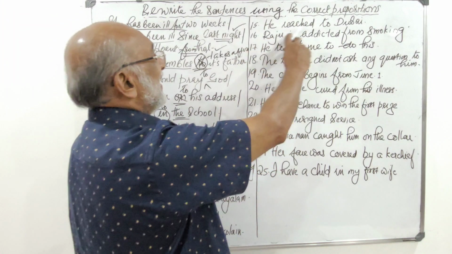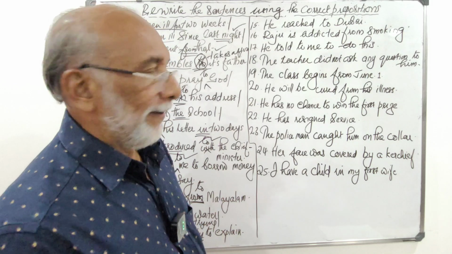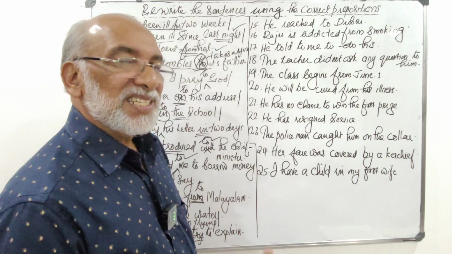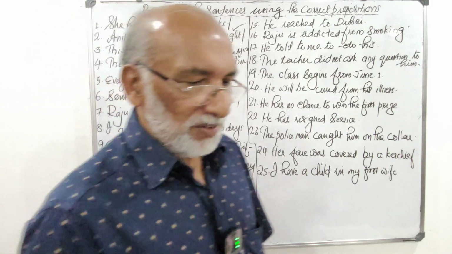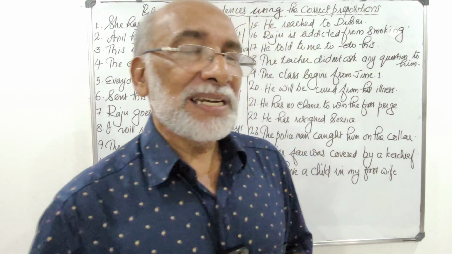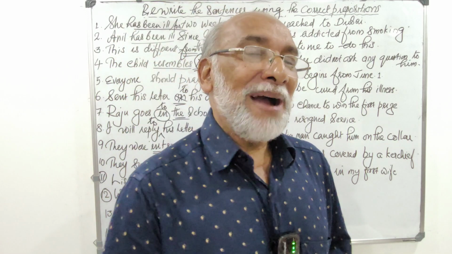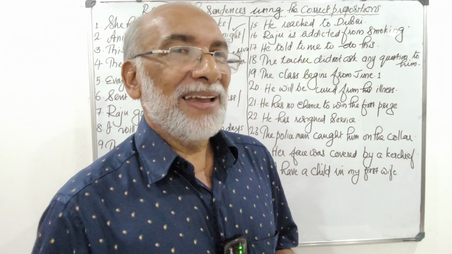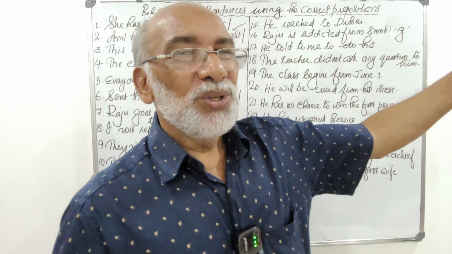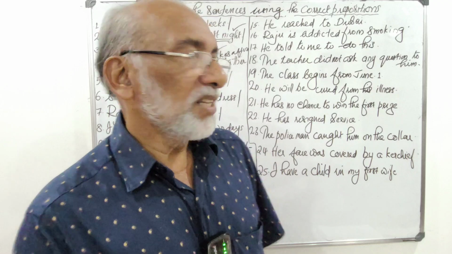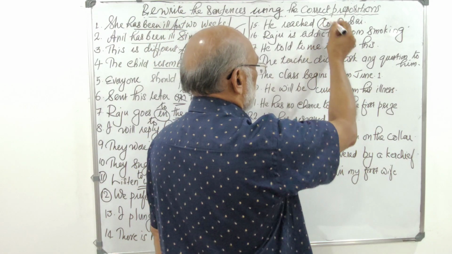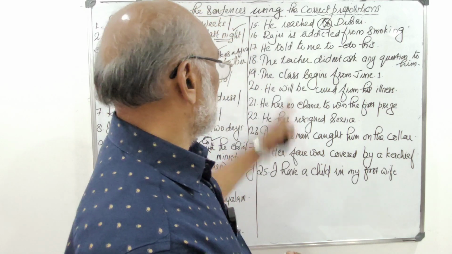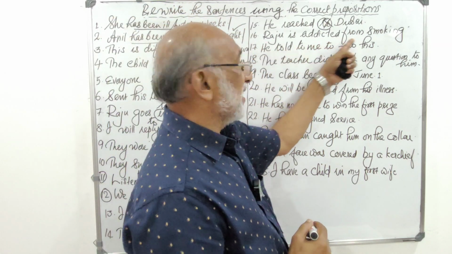Then 15th one, he reached to Dubai. He reached to Dubai. Is the "to" needed there? No. He reached Dubai. Very often we use a wrong expression like "he returned back". Actually in "return" there is already a coming back. So there is no need of using "back". In the same way, "he reached to Dubai", "to" is not needed. He reached Dubai is correct. So "to" is to be avoided. He reached Dubai is correct. 16th one, Raju is addicted from.